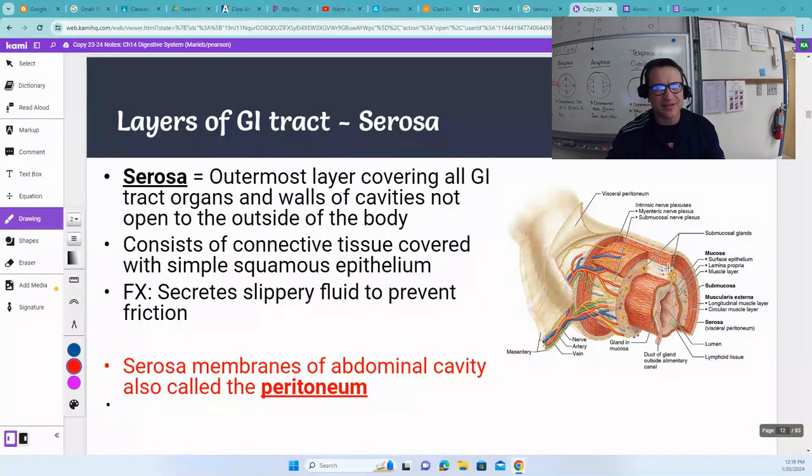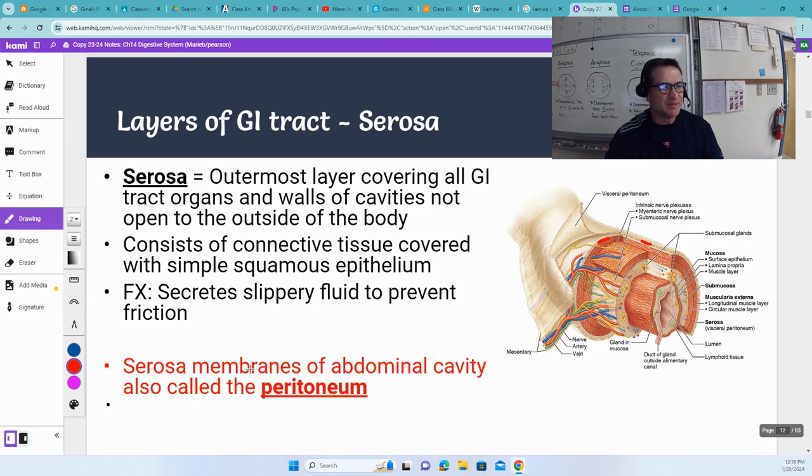And finally, the last layer of the GI tract, most outside, furthest away from the space, the lumen, is called the serosa. So it's the outermost layer covering all gastrointestinal tract organs and walls of cavities not open to the outside of the body. It consists of connective tissue right there. And then above that, you have some simple squamous epithelial cells right here.